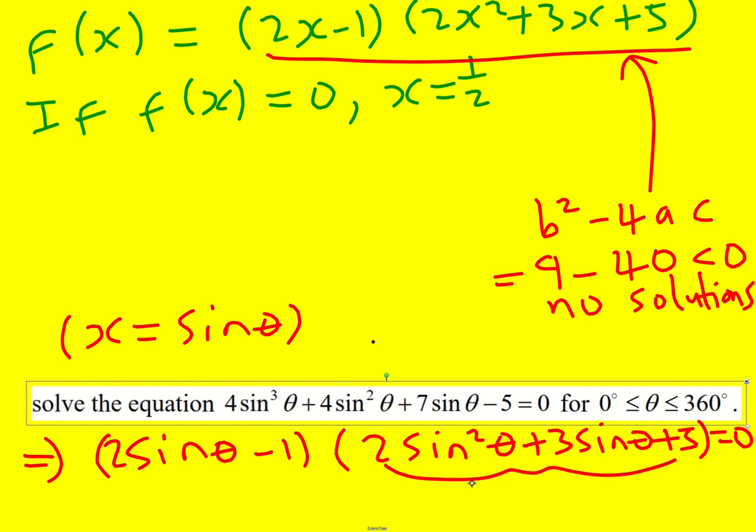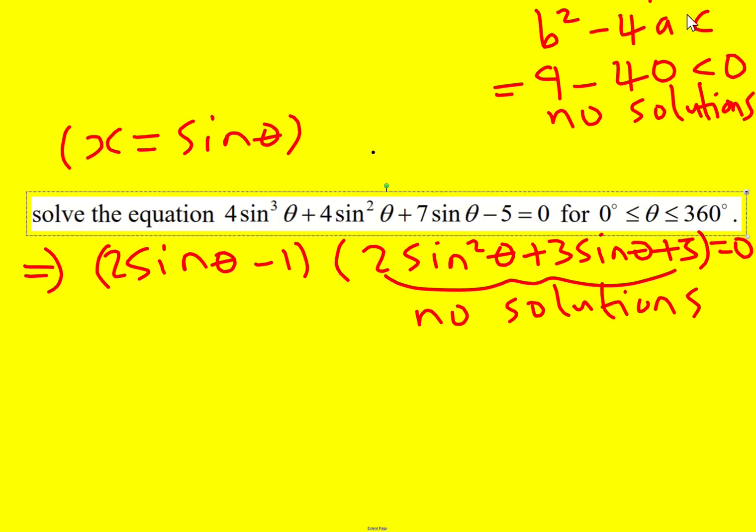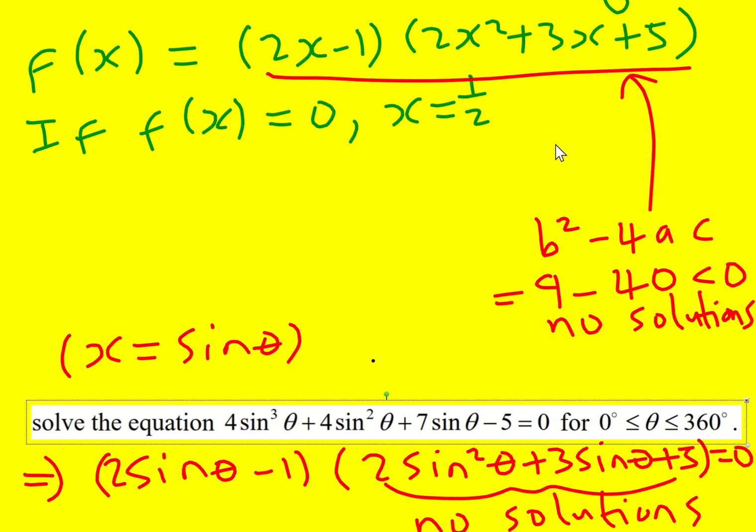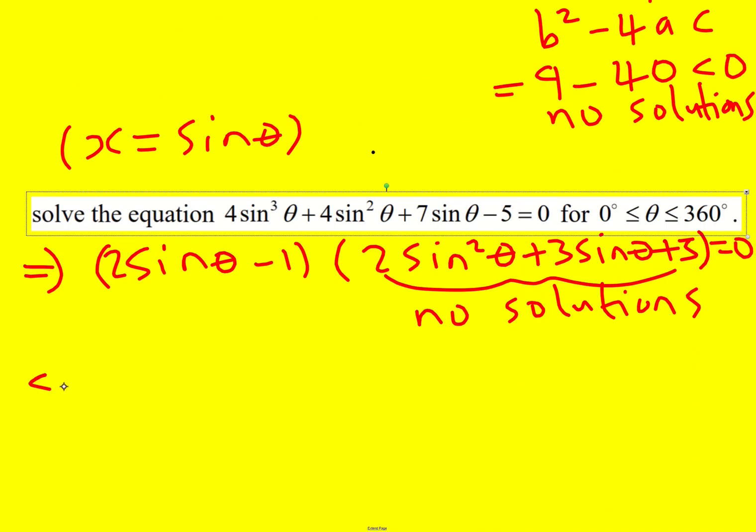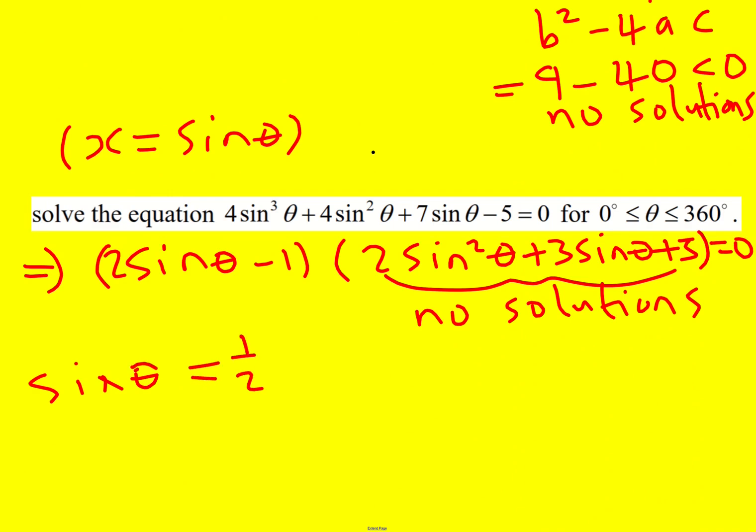This has no solutions, and you could say part C above, but right there, we've already shown it. So basically, sine theta is equal to a half. So theta is inverse sine of a half, which is 30 degrees.